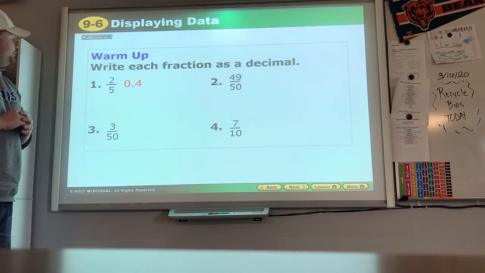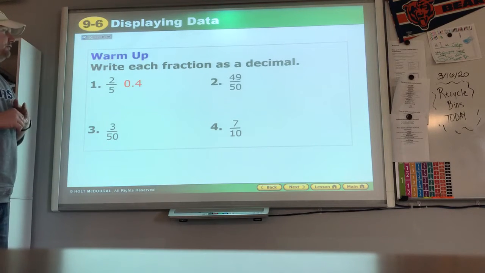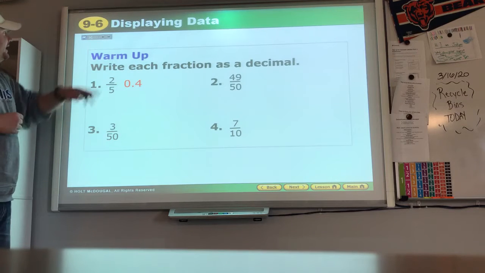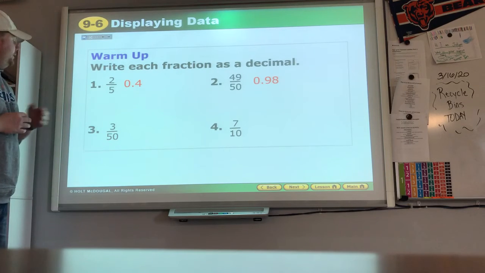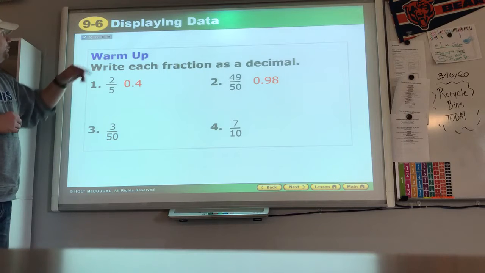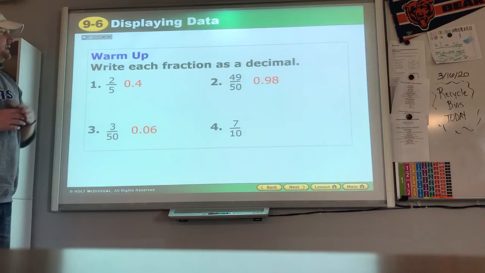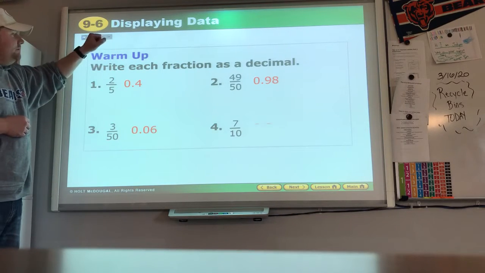2/5, hopefully you know, is 0.4. 49 out of 50 would be 0.98. 3 out of 50 would be 0.06. And 7 out of 10 would be 0.7.